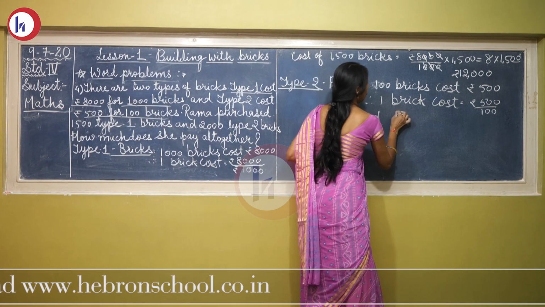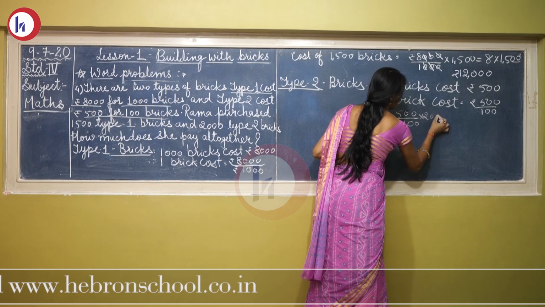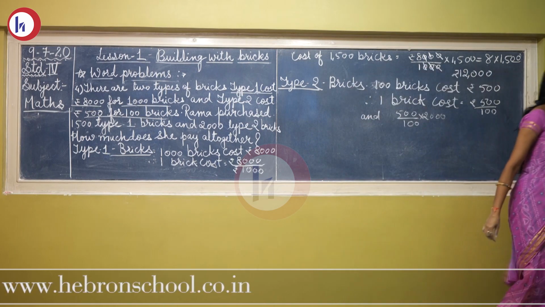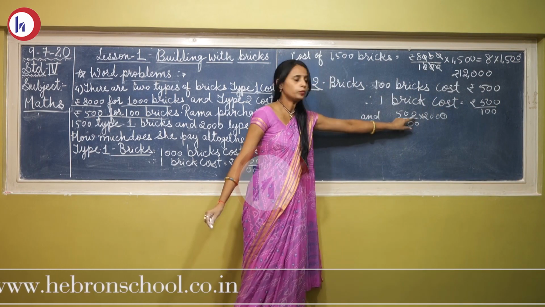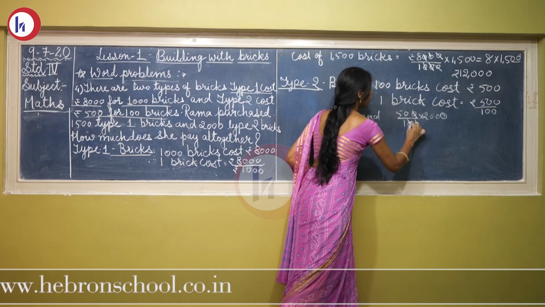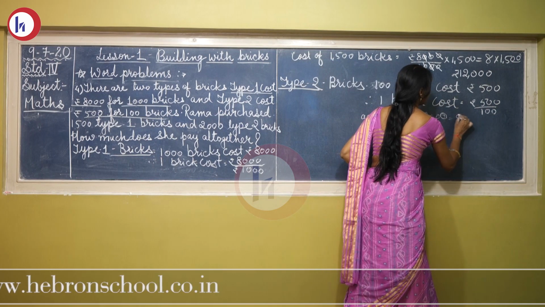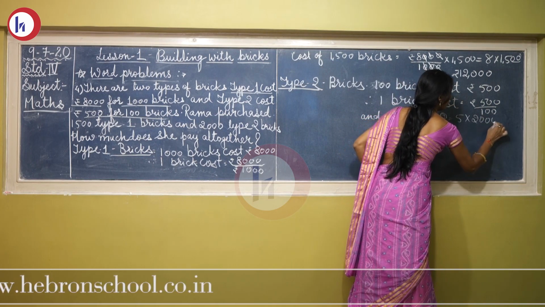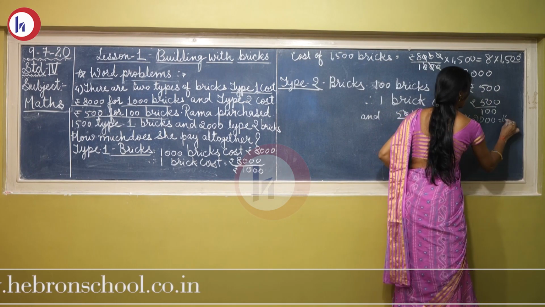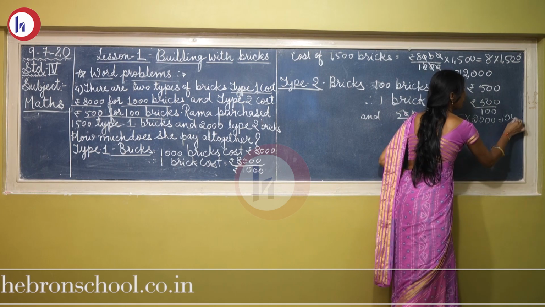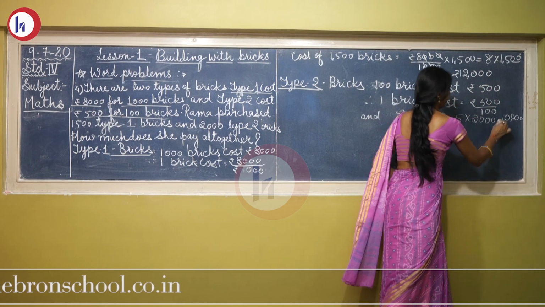So 500 divided by 100 multiplied by 2,000. Now see, here 2 0s, here 2 0s. These 2 0s will be cut from each other. Now here is 5 and 2,000. So 5 multiplied by 2,000. 5 2s are 10. And 3 0s will be here. So the answer is rupees 10,000.